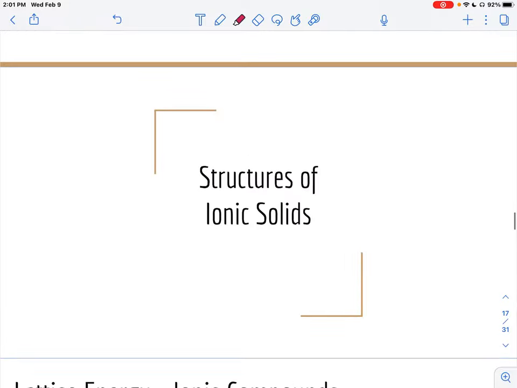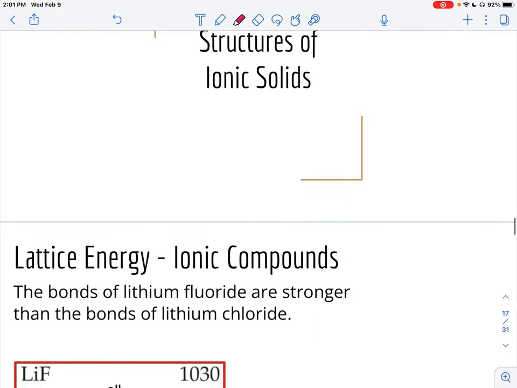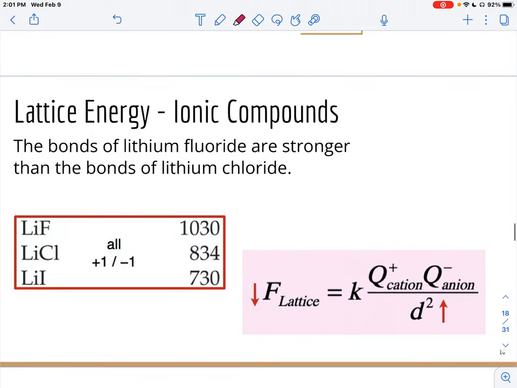So let's talk about structures of ionic solids. These are going to be particulate diagrams, and that brings us to something called lattice energy. Lattice energy is the energy that is required to break these bonds of ionic compounds. Lattice energy can be shown with Coulomb's law, which is great because we already understand Coulomb's law.